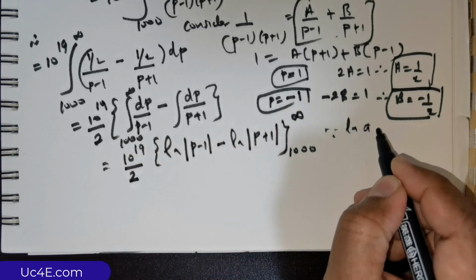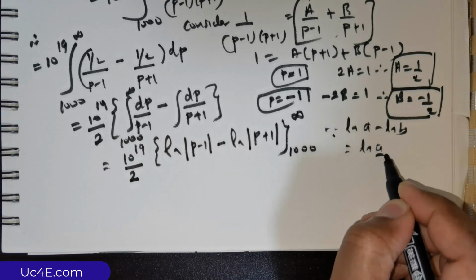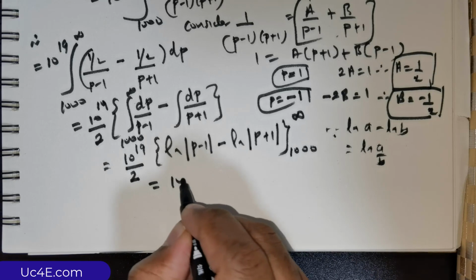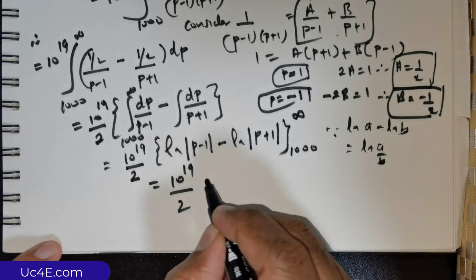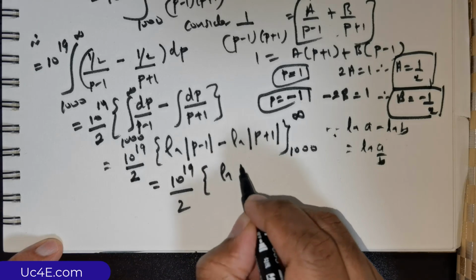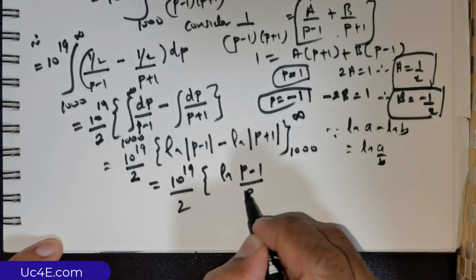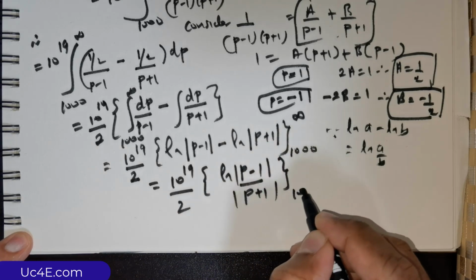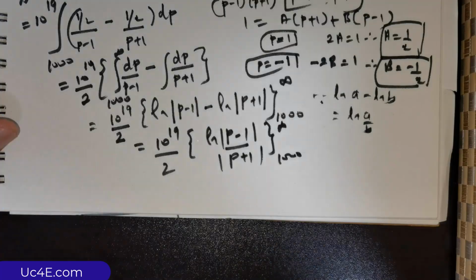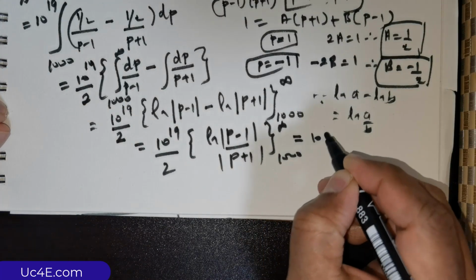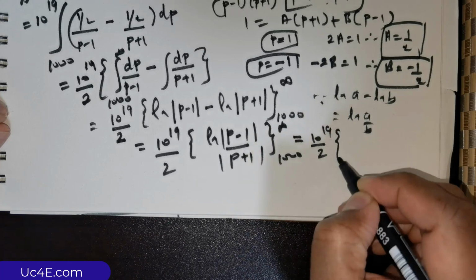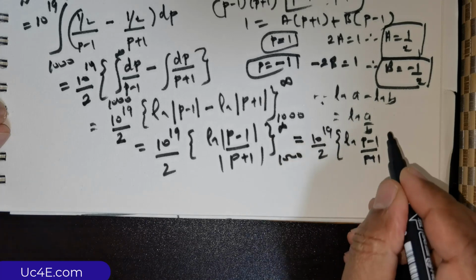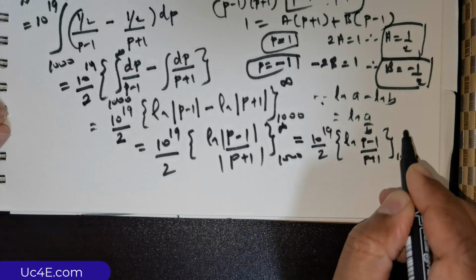Now, we know a formula, ln of a negative ln of b is ln of a over b. I can write it like that by logarithmic formulae. So this is 10 raised to the power of 19 divided by 2 times ln of p negative 1 divided by p positive 1. So you got the modulus there. And the limits are 1000 to infinity. Now this can be further rewritten as 10 raised to the power of 19 divided by 2 ln of p negative 1 over p positive 1. The limits are 1000 to infinity.